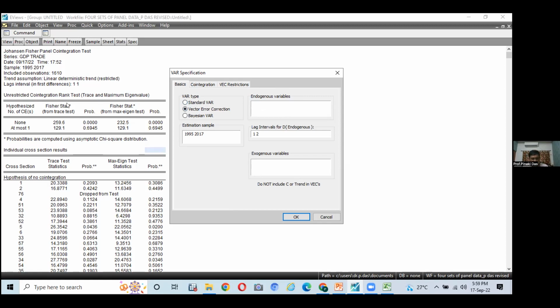But in the present case, these two variables are co-integrated with each other. Therefore, the vector error correction model is the appropriate model. Here we select the vector error correction model. In it, we specify the dependent and independent variables, or the two variables, to understand the causality.